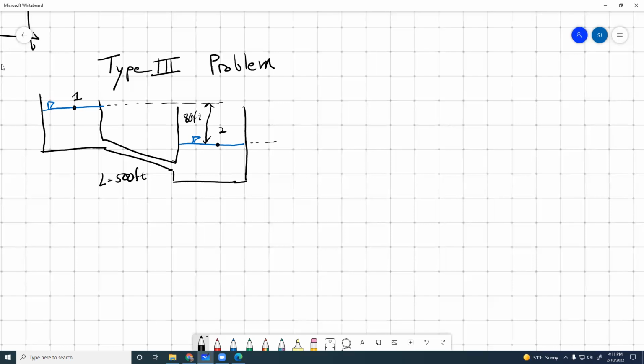And note that last time I didn't say it explicitly, but when you're doing Z1 minus Z2, you're assuming that this is the datum essentially, right? So delta Z is equal to 80 feet. Anyway, just something to note. We know that this is a commercial steel, so that's an item you can look up in your table. Commercial steel is the pipe that we're going to use.